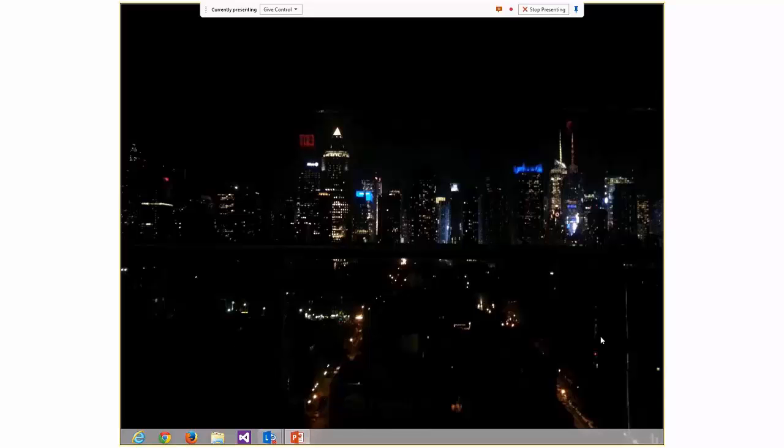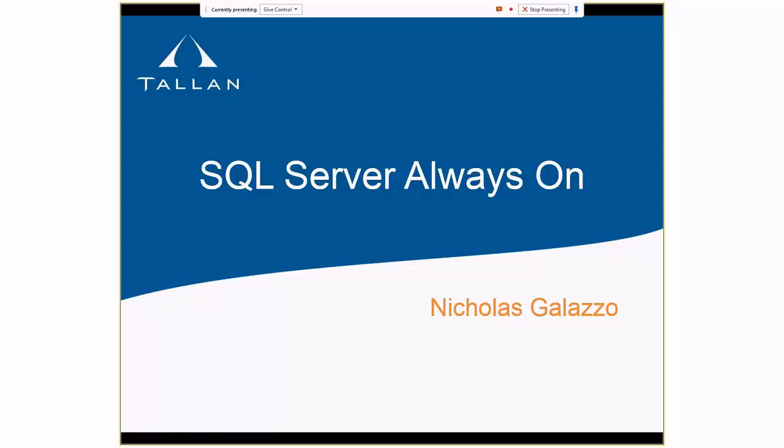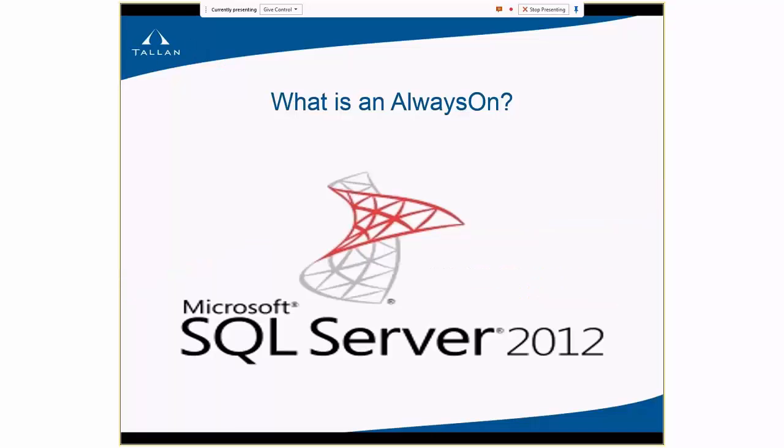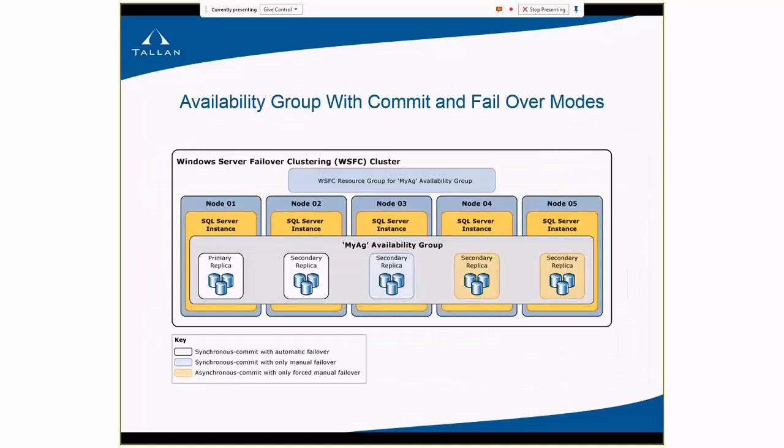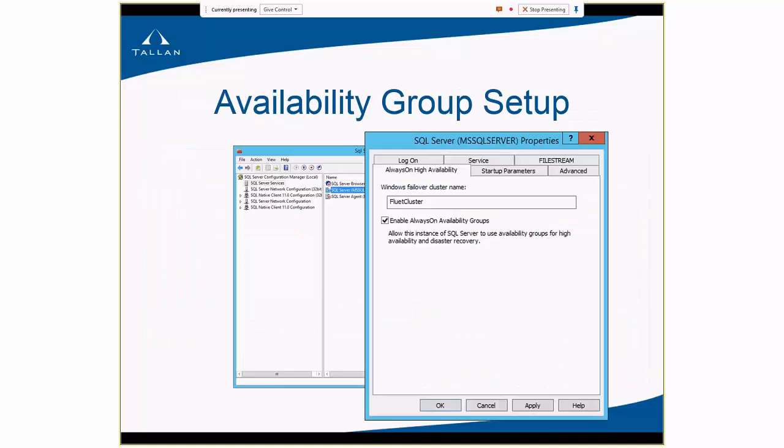Ready for questions? Sure. Any questions out there? Hey Nick, this is Reddy. So on that screen where you were setting up the availability groups, what are some of the guidelines to group databases together? So what would make it into one availability group versus another? Yeah, so you can have multiple availability groups, right? Yeah, you could have multiple availability groups.